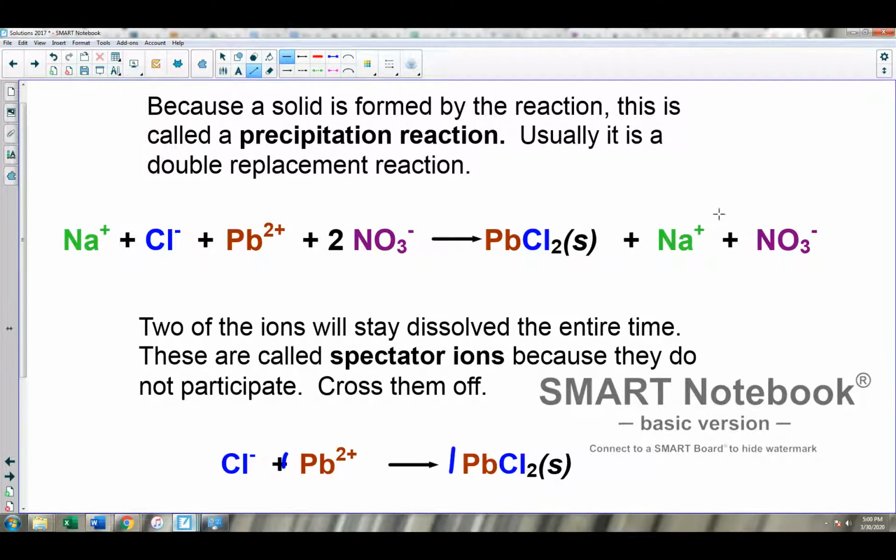If you have something that you can subtract in the exact same way from both sides, you can just cross it off. And so sodium appears in the same way on both sides, and nitrate appears in the same way on both sides. And ignore this because we're going to balance at the end here. But chloride and lead, you can't cross them off because on one side of the reaction they're ions, dissolved in water as ions. And on the other side of the reaction, they're stuck together as part of a solid.